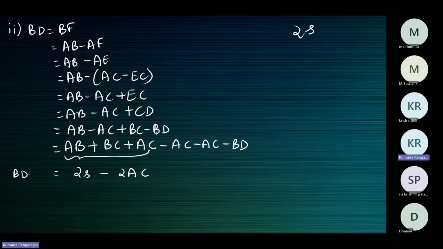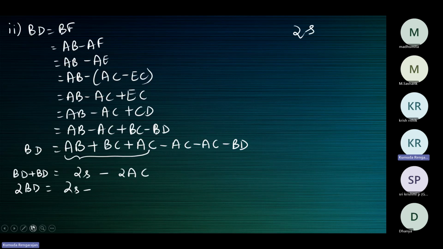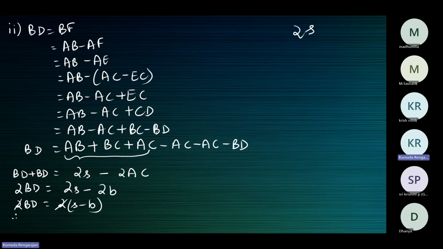So it will be BD plus BD. We already have BD on the left-hand side. So twice BD is equal to 2S minus 2AC. AC is given to be b in the question, so 2b. So 2BD equals 2 common, S minus b. And we know that BD is equal to BF. Therefore, BD equals BF is equal to S minus b.